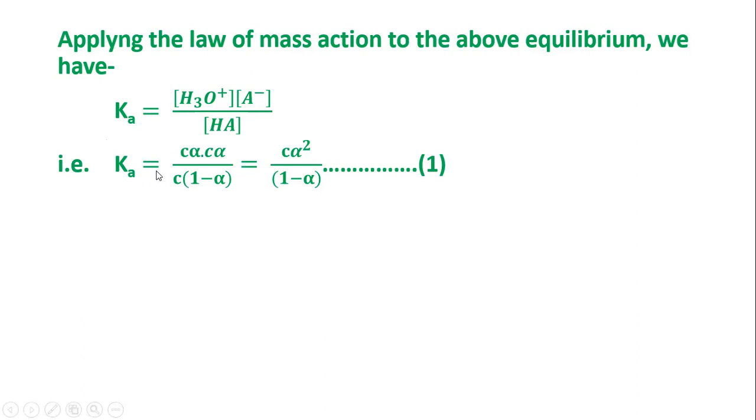So this Ka is equal to C alpha into C alpha. We are substituting their values, which we have derived. I have explained you their derivation. So C alpha dot C alpha divided by C(1 minus alpha). Here one C in the numerator and one C in the denominator will get cancelled. So you will get C alpha square upon 1 minus alpha.